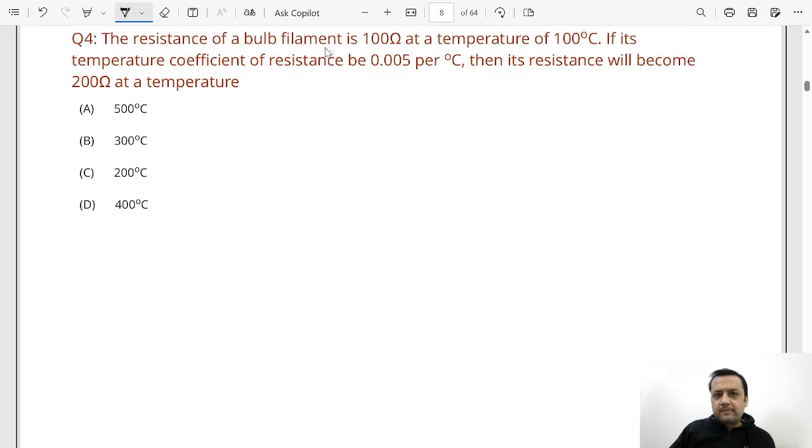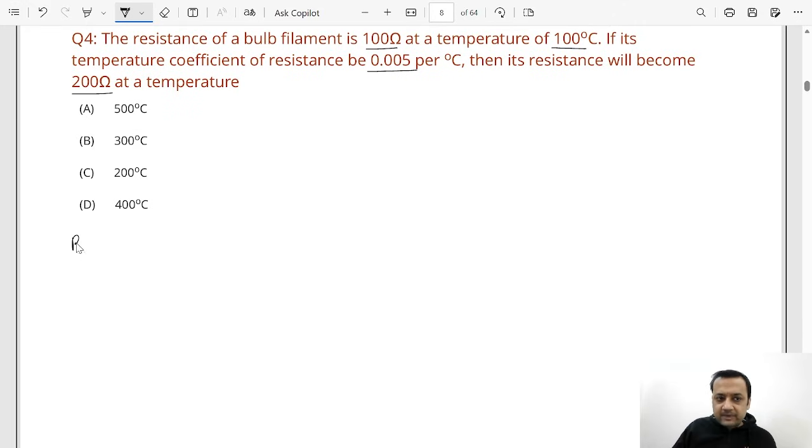Here the resistance of a bulb filament is 100 ohm at a temperature of 100 degrees Celsius. If its temperature coefficient of resistance is 0.005 per Celsius, then its resistance will become 200 ohm at what temperature? Now look, this question is on the variation of resistance with temperature.